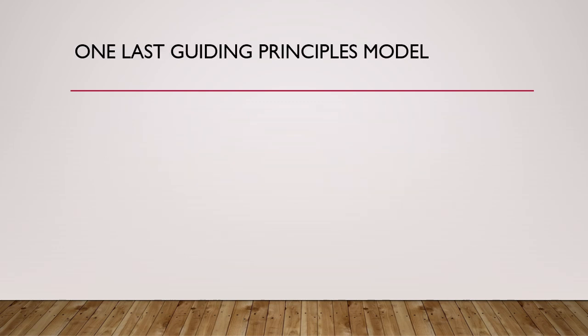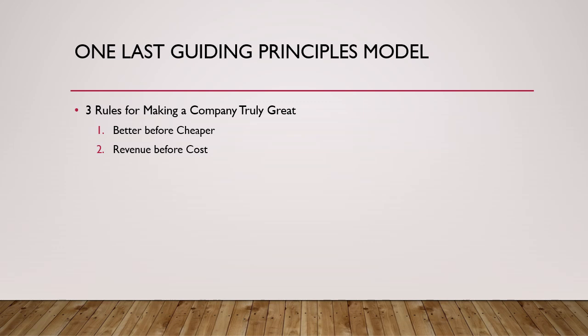I'd also like to share with you one last guiding principles framework. My favorite comes from the Harvard Business Review from back in 2013. And these are the 3 rules for making a company truly great. These are better before cheaper, differentiate rather than undersell, revenue before cost, increase revenue before reducing cost. There are no other rules. Do anything you must to follow rules 1 and 2.